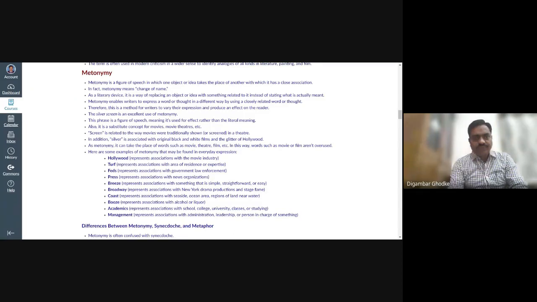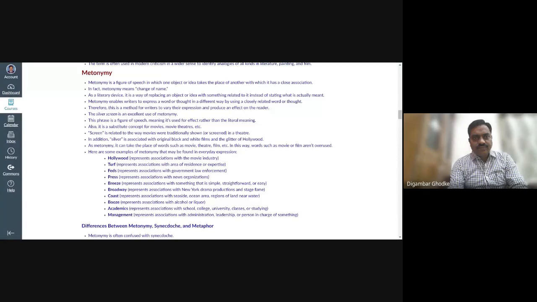The word screen in this phrase is related to the way movies were traditionally shown or screened in a theater. And silver is associated with original black and white films and the glitter of Hollywood. Hollywood itself is a metonymy. So as a metonymy, it can take the place of words such as movie, theater, film, etc.